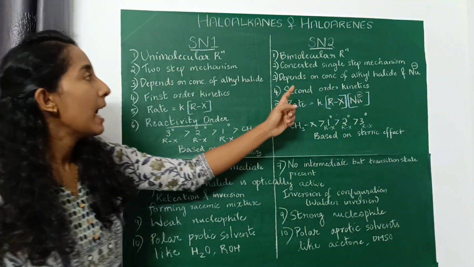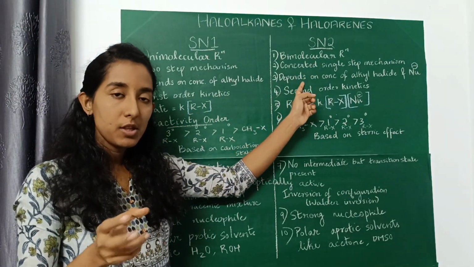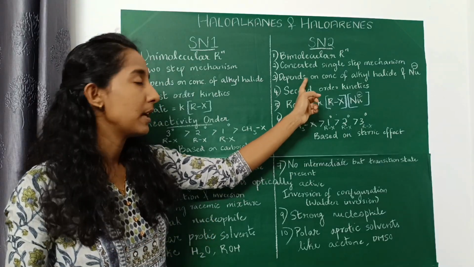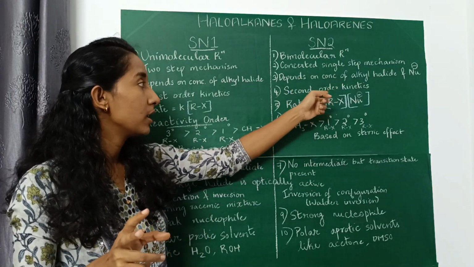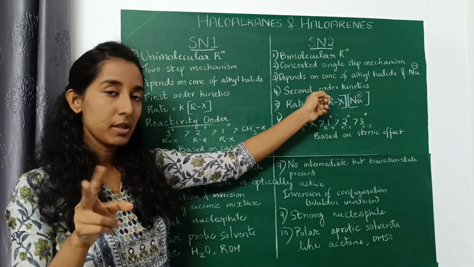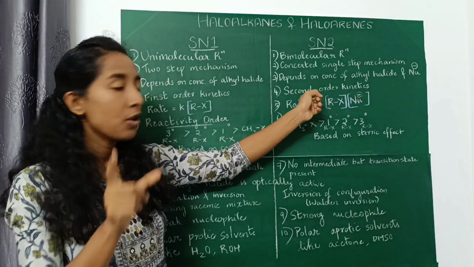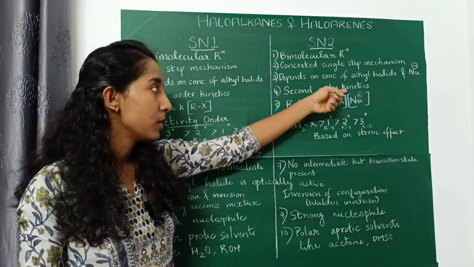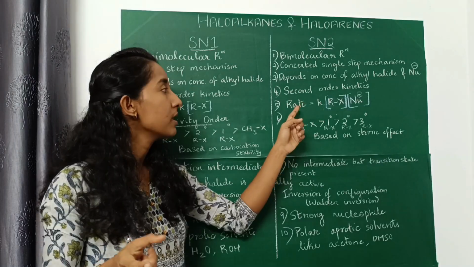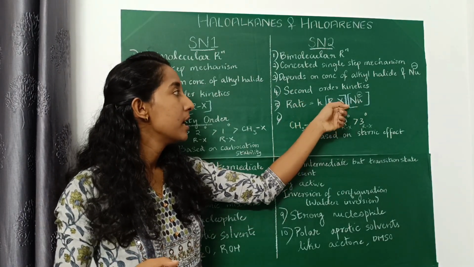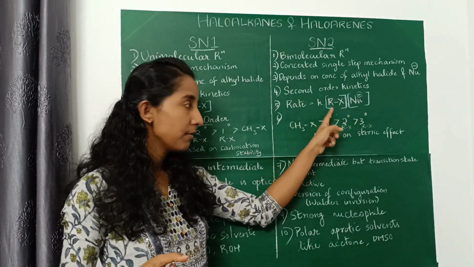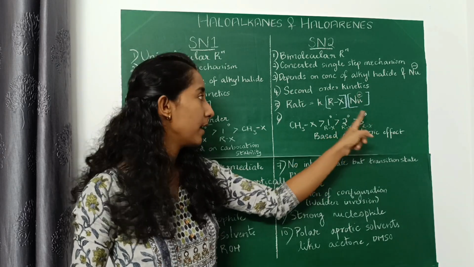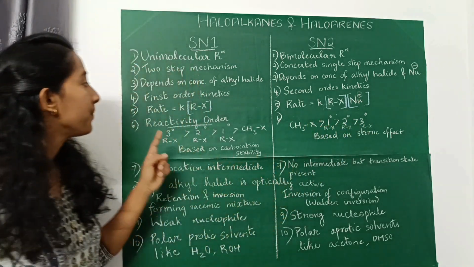Whereas in SN2 it depends on the concentration of alkyl halide as well as the nucleophile. So it follows second order kinetics. It depends on two reactants, on both the reactants. You write the rate expression as rate = k[RX][Nu]. So it depends on the concentration of RX and the concentration of the nucleophile, and k is the rate constant.